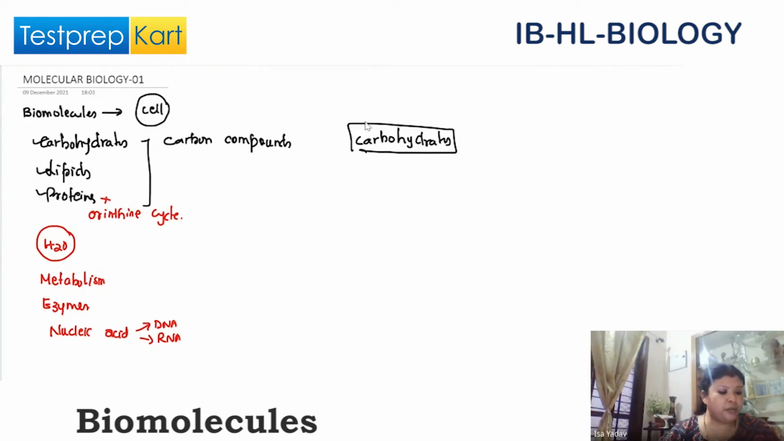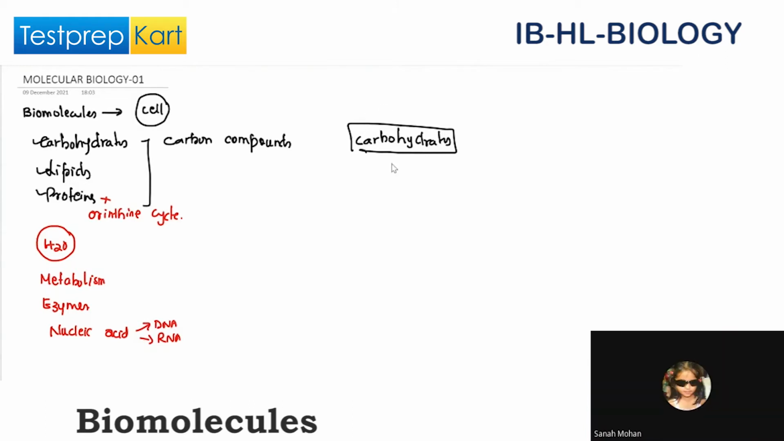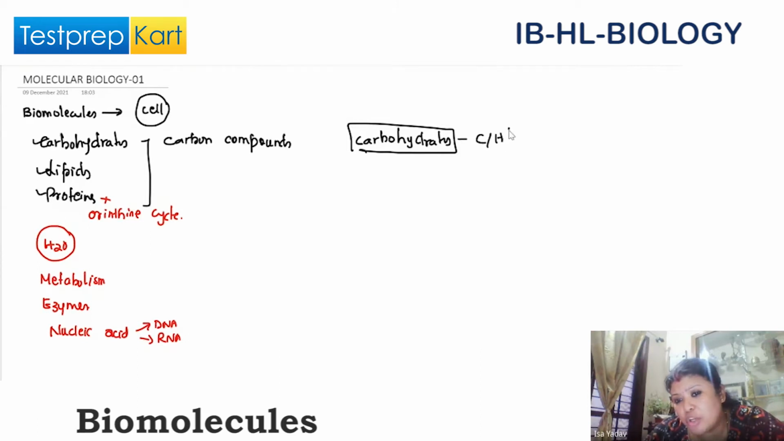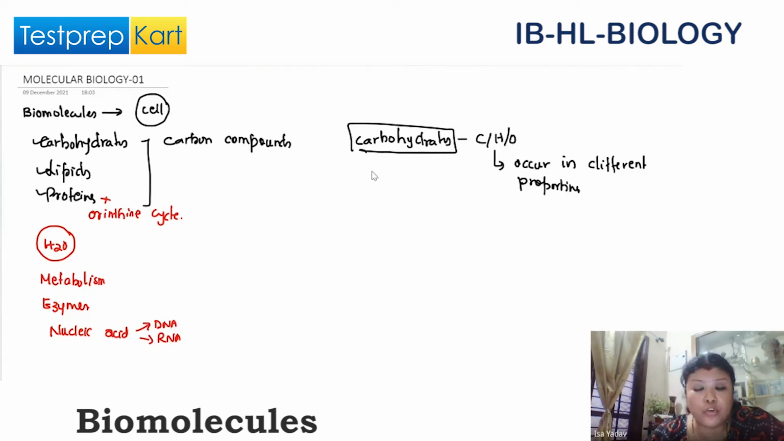Carbohydrates are organic compounds of carbon, hydrogen, and oxygen, occurring in different proportions. Very important: different proportions. Carbohydrates are also called sugars, or we call them saccharon. Saccharon means sugars.